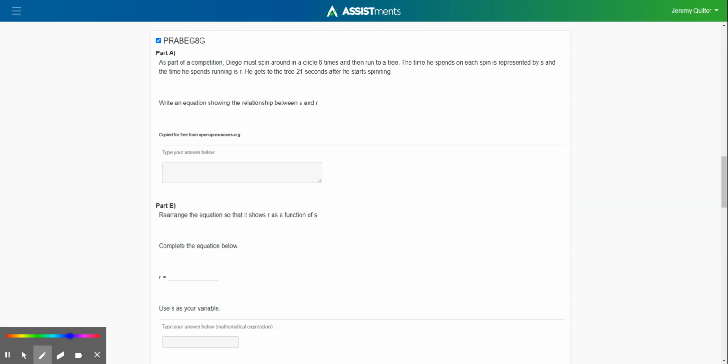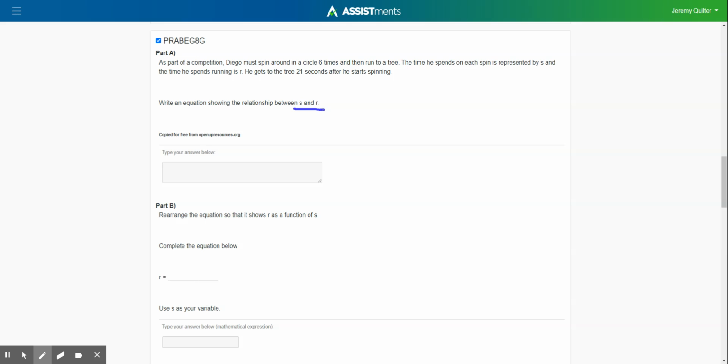We need to remember that all of these pieces of information are represented within our equation. So when we talk about an equation showing the relationship between S and R, I want to have S and R in one part of the expression, and then I want to have a comparison of the total time in the other part of the expression, because it's showing a relationship between S and R. Granted, you can write these in different ways, but there's one preferable method that I'll be talking about here.